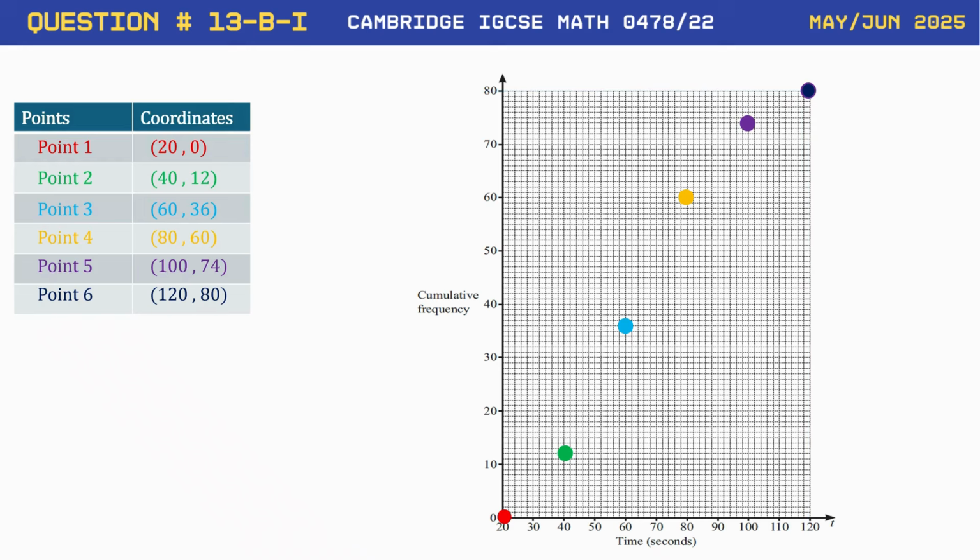After plotting all the points, let's join them with a light hand to draw a smooth curve. Do not join the points with straight, sharp lines. The curve should rise smoothly because cumulative frequency always increases. Excellent! We have correctly drawn the cumulative frequency diagram, which is the required answer.